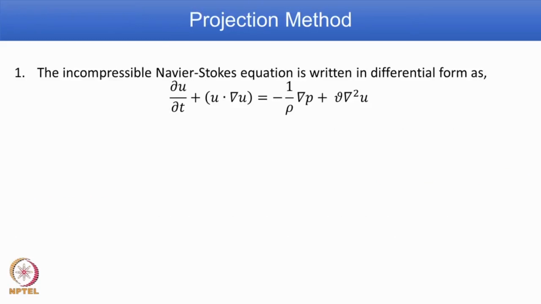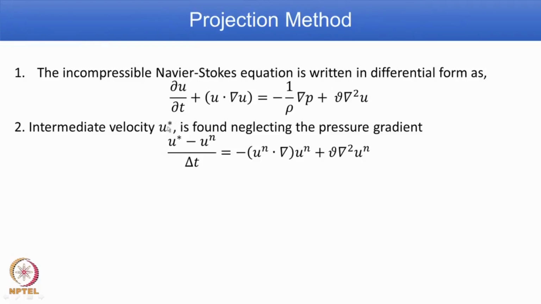We write down here the incompressible Navier-Stokes equation in differential form as shown here. So, dou u by dou t plus u dot del u on the left hand side equal to minus 1 by rho del p plus nu del squared u. So, you obtain the intermediate velocity field u star by neglecting the pressure gradient. So, you get u star minus u n by delta t corresponding to the time derivative term equal to the convection term, which is now taken to the other side. So, you have minus u n dot del u n plus the viscous diffusion term.